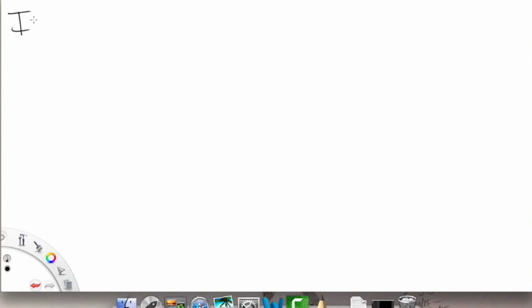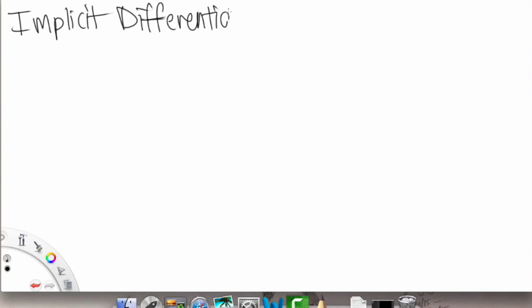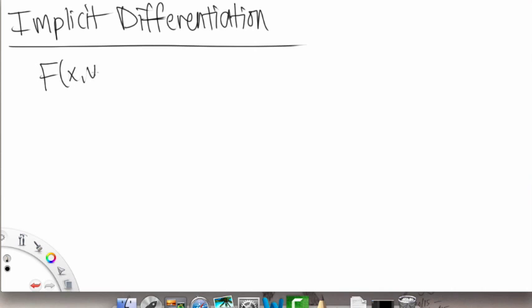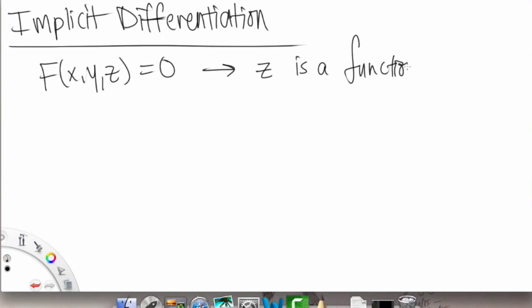Okay, so now we're going to do a bit of implicit differentiation. The first thing that we're going to start off with is by saying that if f of x, y, z, this multivariable function, is equal to 0, then that means, and this is kind of a big leap, that z, our z component, could be a function z of x and y, where x and y are independent variables.